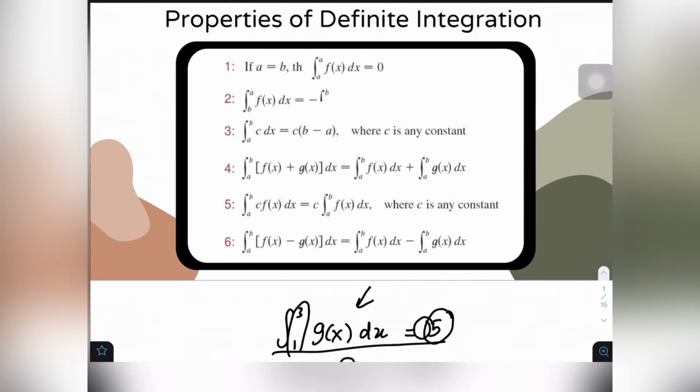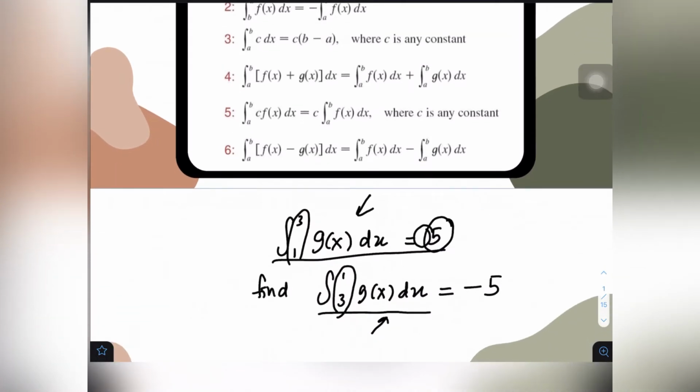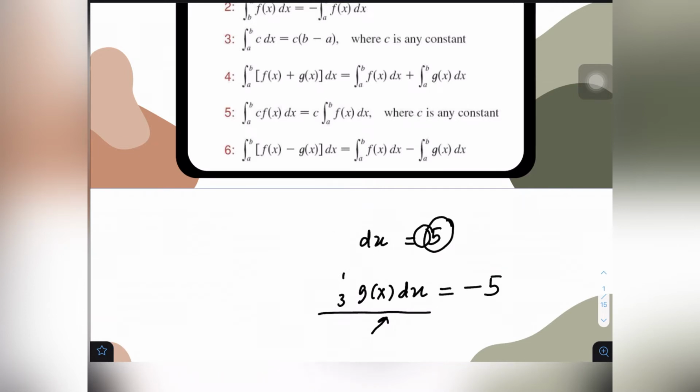And for property number 3, this one is about the constant that is involved in our integration. This one I think I don't need to explain much because you will do the process like usual. Okay, for example, just now we learned about how we can bring the constant outside. It's similar. Property number 3 is similar to property number 5. So I will cover both directly.